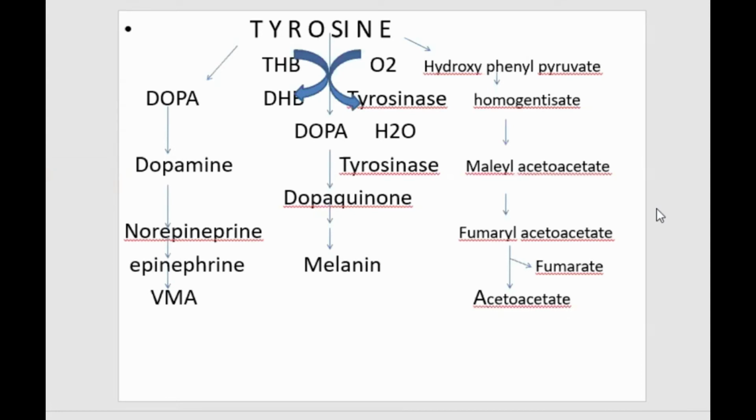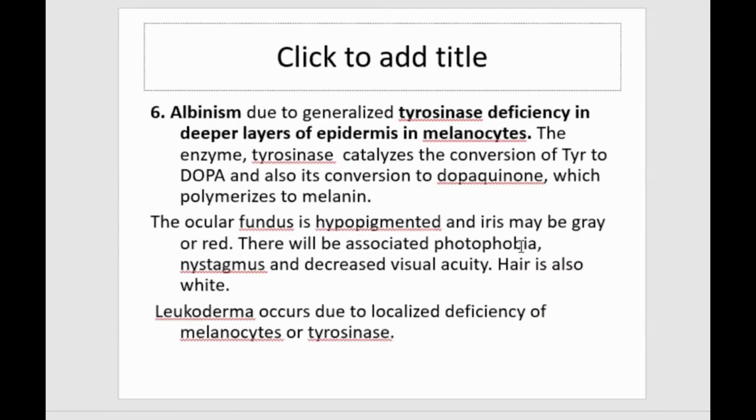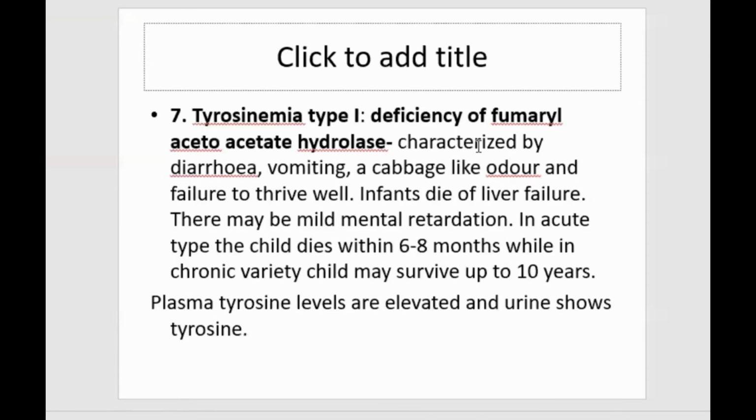Melanin will not be there. They look very fair. Even the ocular fundus is hypopigmented, and the iris may be gray or red. There will be associated photophobia, nystagmus, and decreased visual acuity. Hair is also white or gray. Leukoderma occurs due to a localized deficiency. Albinism is due to a generalized tyrosinase deficiency, whereas leukoderma occurs due to a localized deficiency of melanocytes or tyrosinase. Tyrosinemia type 1 is due to deficiency of fumaryl acetoacetate hydrolase.